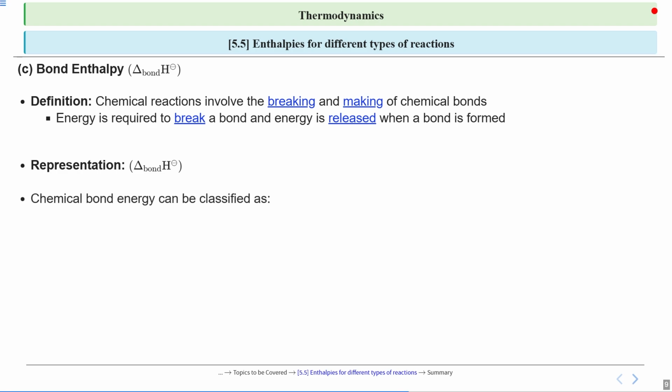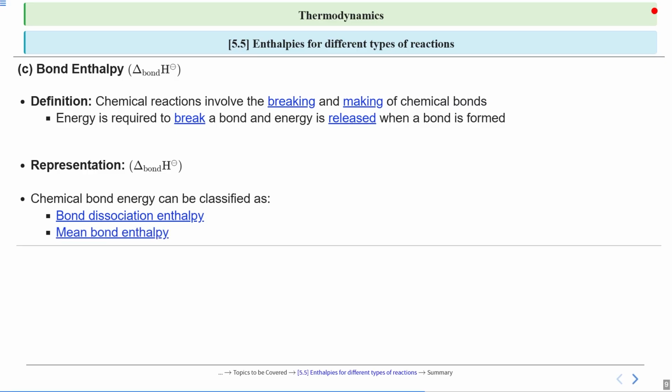And this chemical bond energy can be classified into 2 types. Now, why are we classifying it into 2? We'll see it later. We have not seen a classification of the enthalpy before this. We are seeing it for the first time, and there is a very specific reason for it. Now, first, let us focus on these two types. First is the bond dissociation enthalpy, and the second is the mean bond enthalpy.